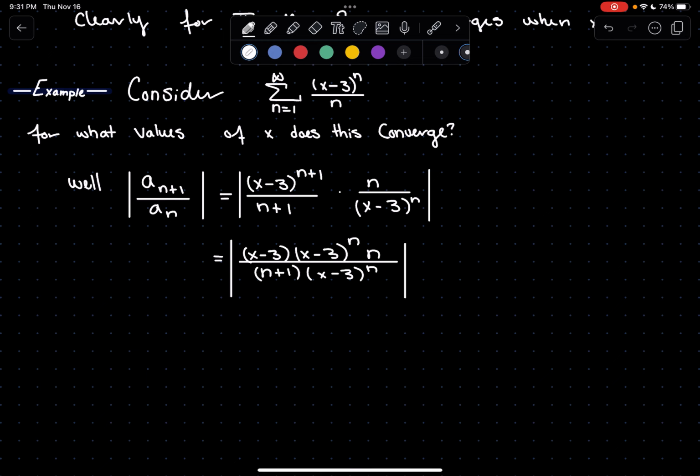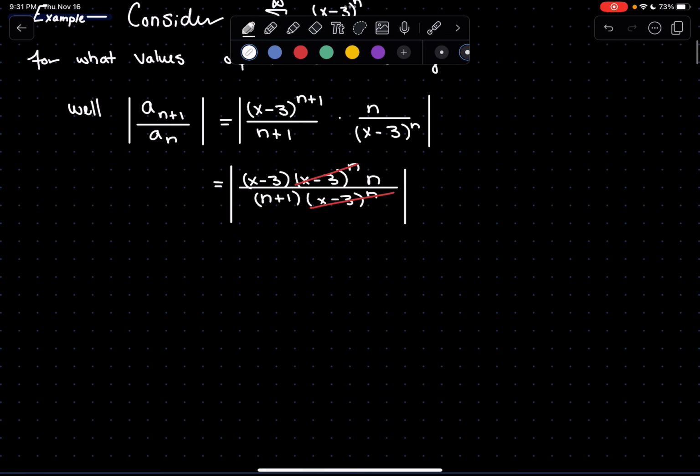Cool. So we have our absolute values. We see some things cancel out, right? We get an x minus 3 cancels out, x minus 3 to the n cancels out there. And what we end up getting is, this is equal to x minus 3 stays in the absolute value, right? But the n over n plus 1, n's always going to be a positive number, or at least non-negative. It's going to be 0 to infinity, something in there. So we can write this just as n over n plus 1, right?